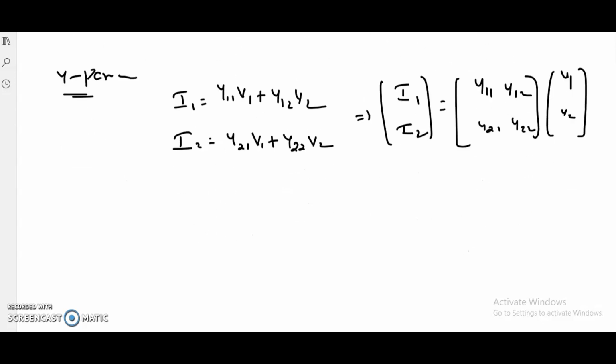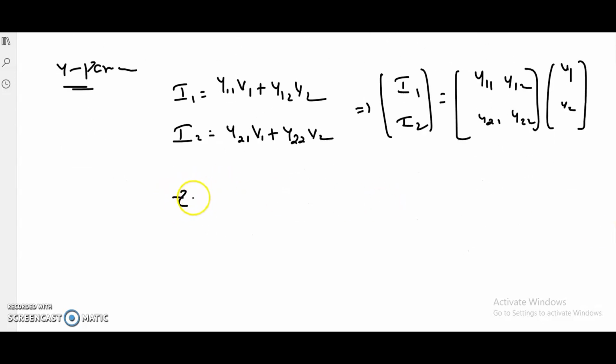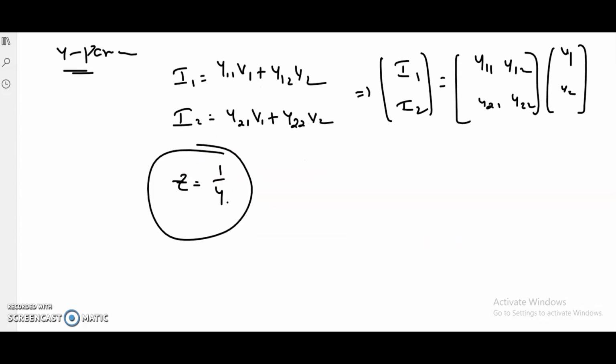And all of you know that the relation between the impedance and admittance parameters is Z is equal to 1 by Y. That means the reciprocal of the impedance is nothing but the admittance. And so from both these two equations 1 and 2, same thing, if you want to get the Y11, then that becomes equal to I1 by V1 at V2 is equal to 0.